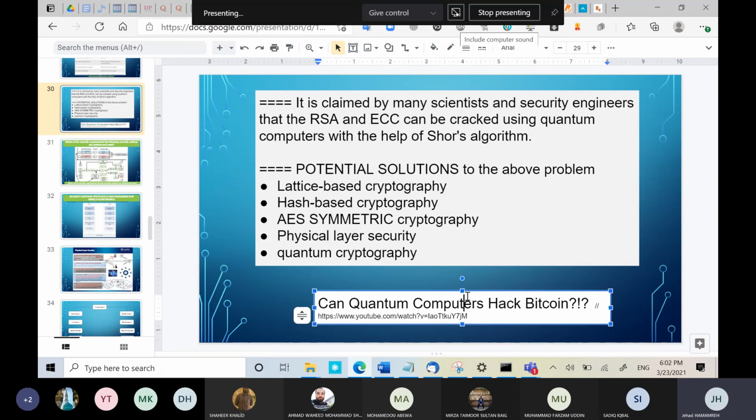Now, for those of you who are asking, can quantum computers hack Bitcoin? I recommend you watch the video at this link so that you learn more about it. Although there is a bias in the video a little bit, because eventually we will reach a point where cryptography should update its security algorithms to much more advanced ones, and hopefully ones that don't depend on math complexity.